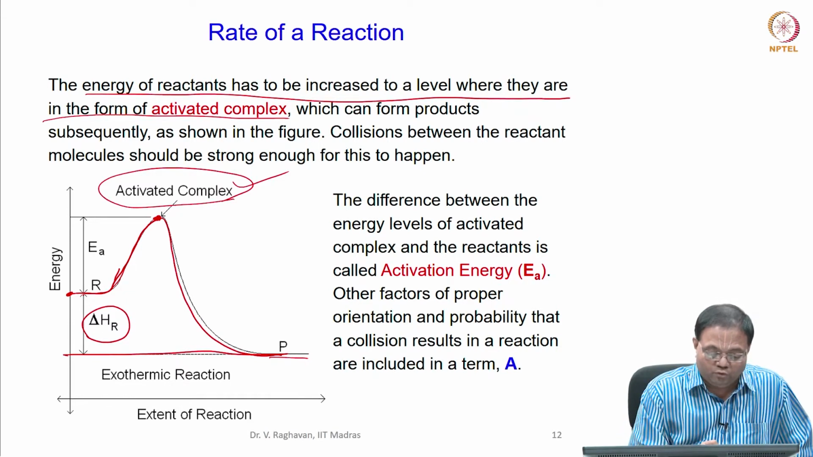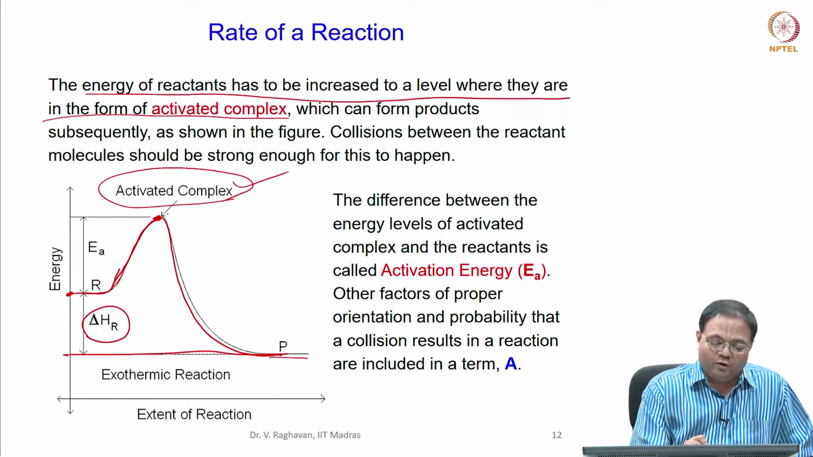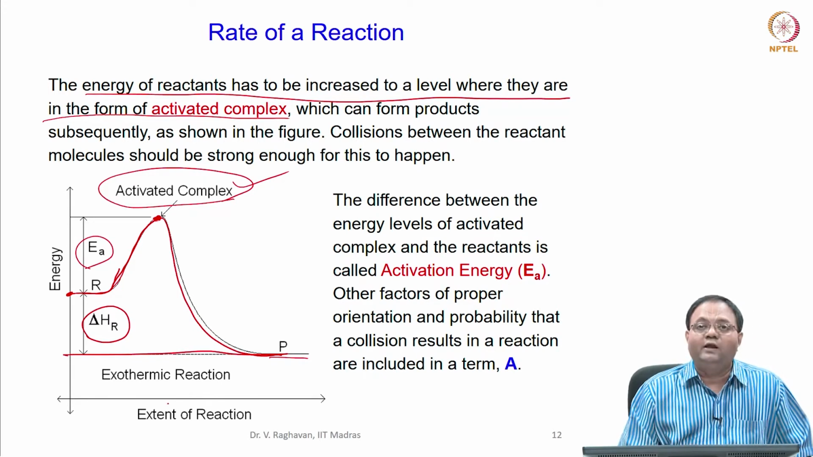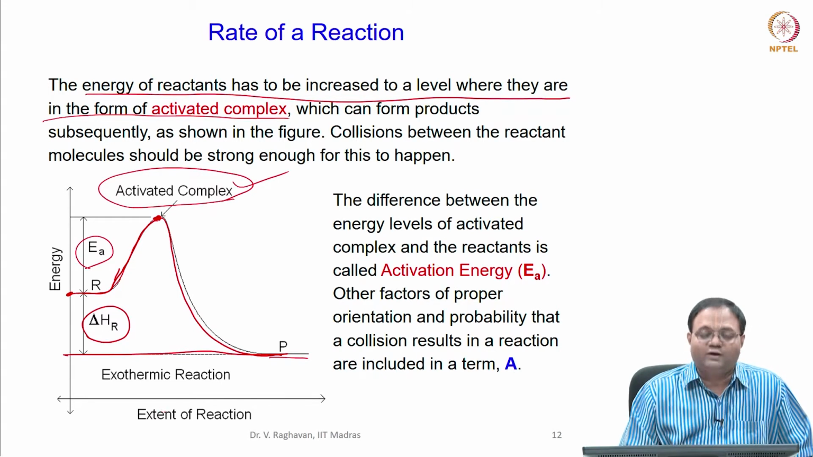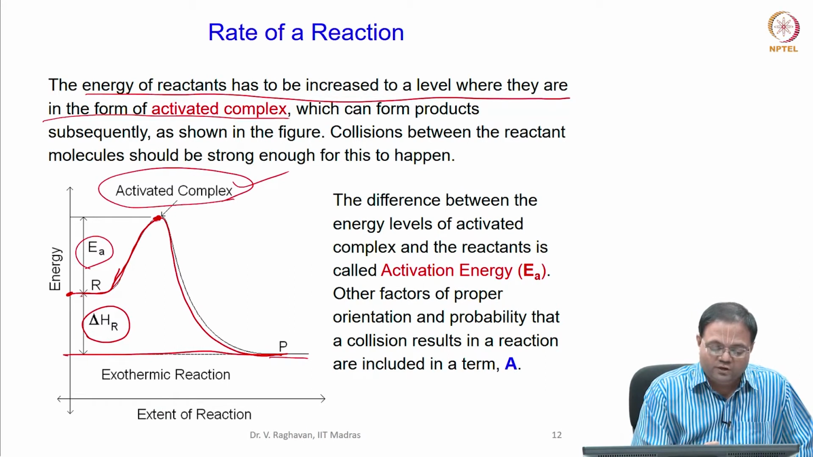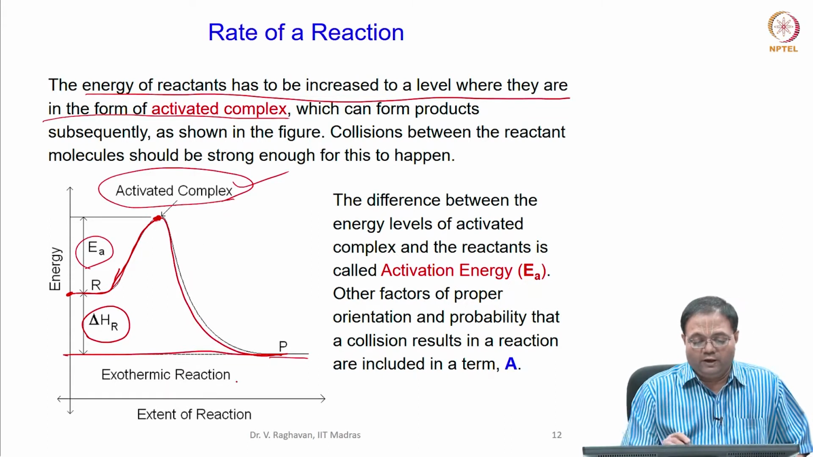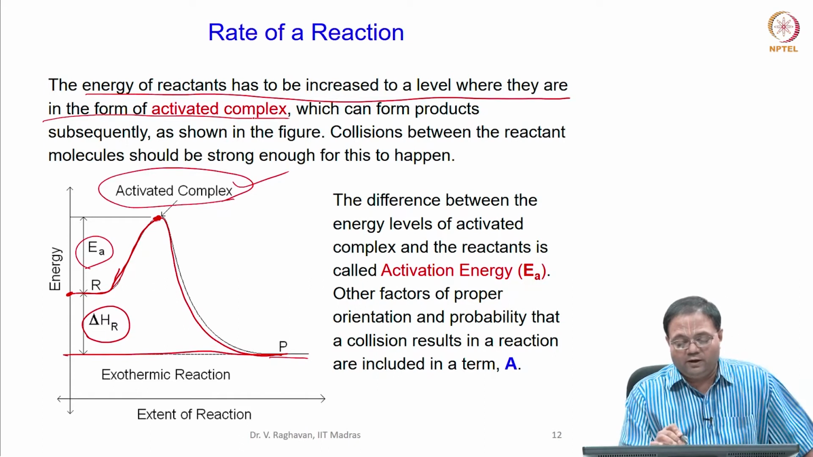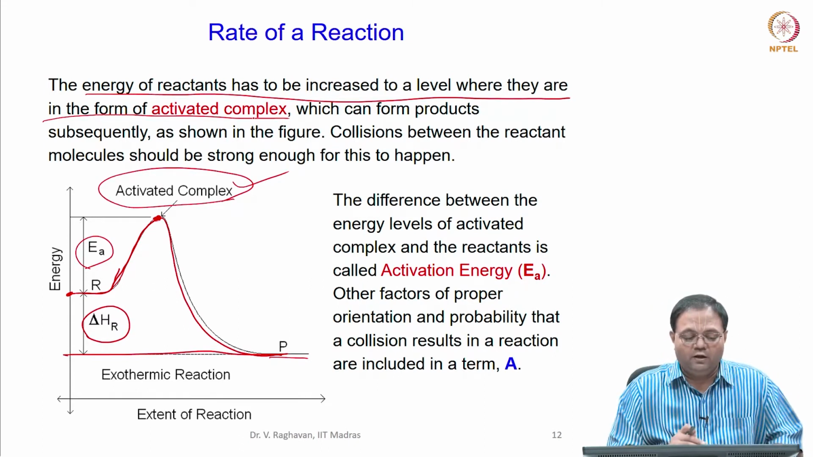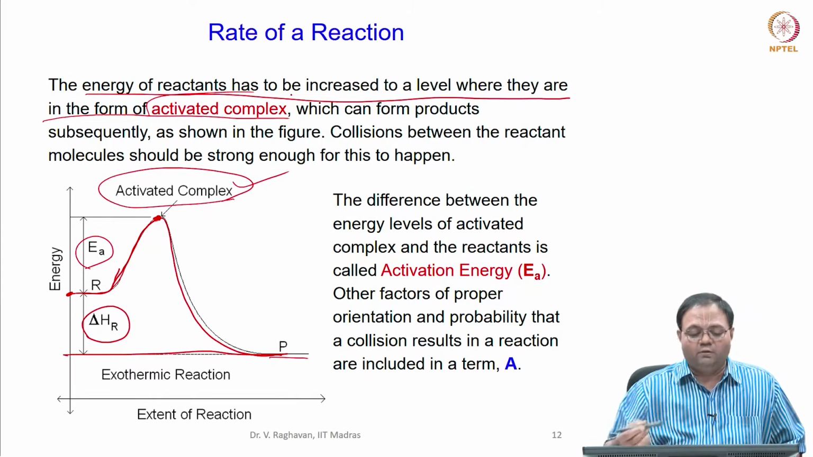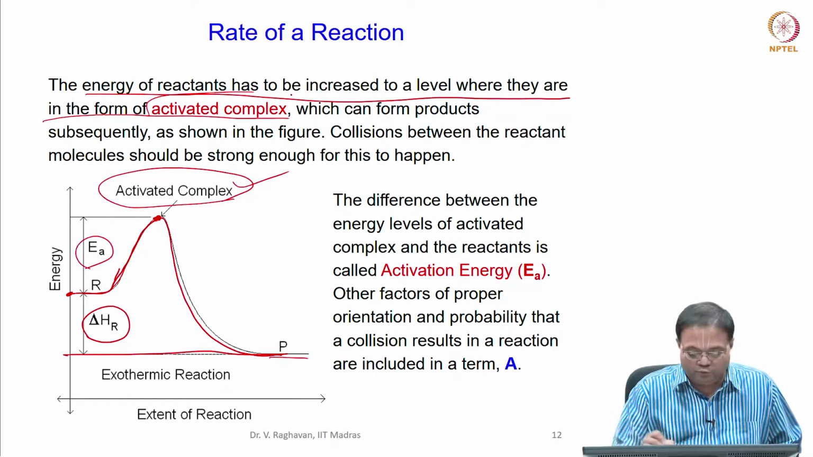The reaction energy level should be increased, okay, to a value of that of the activated complex, so that you provide energy which is called E suffix A, to increase the reactant from the initial energy level to the activated complex energy level from which products are formed. Okay. So, now the energy of the reactant has to be increased to a level where they are in the form of activated complex, which can disintegrate to form the product subsequently.